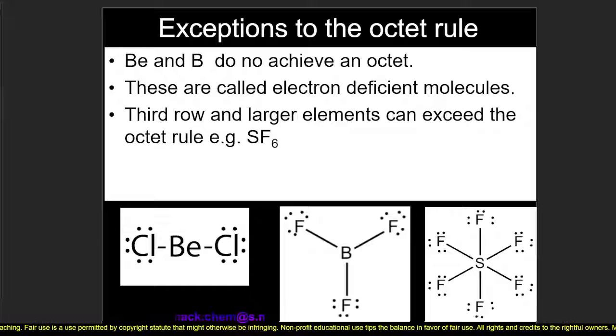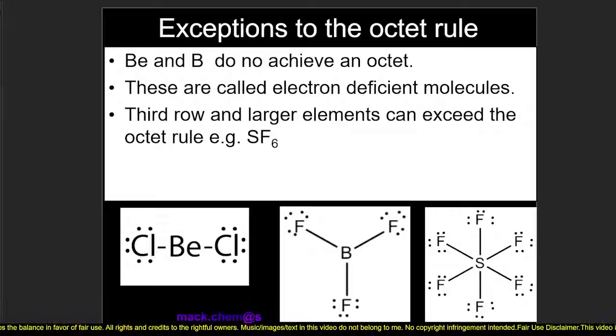We are looking at the exceptions to this octet rule, where a molecule can be formed where the outer shell of the nonmetal atom does not contain an octet of electrons. For example, beryllium and boron achieve no octet in their outermost shell.